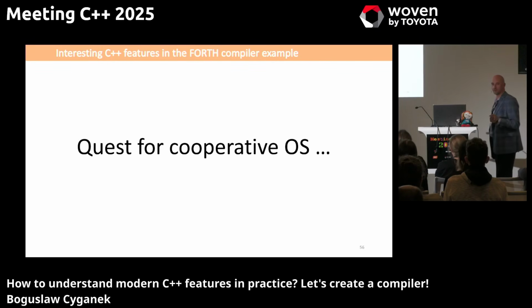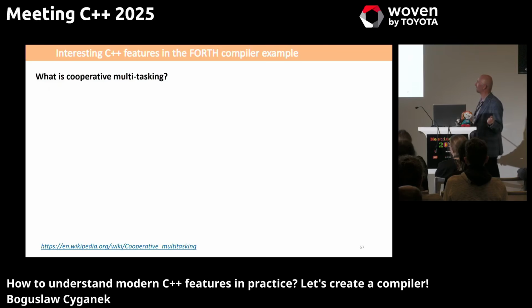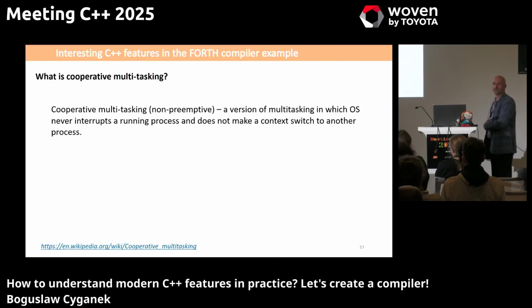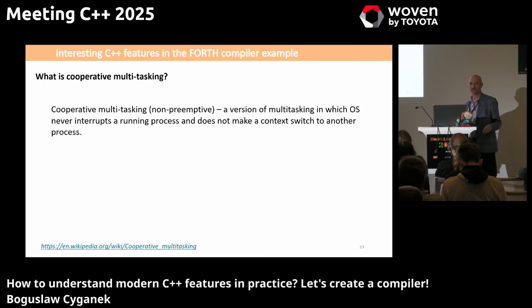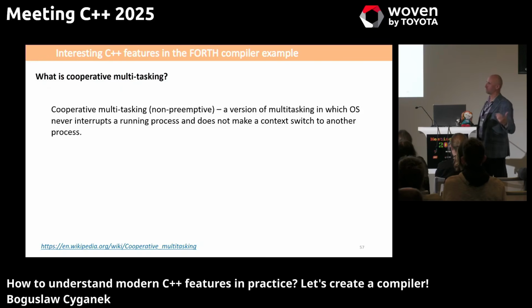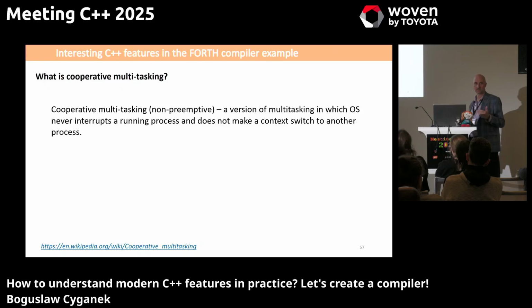Quest for a cooperative OS. What is a cooperative OS? Anyway, we have multitasking. Even on my mobile, we have plenty of threads, cores, etc. Why are we going back to the past? Okay, but sometimes it is useful. So what is cooperative? It's not preemptive. It is a version of multitasking in which the operating system never interrupts a running process and doesn't make a context switch to another process. This has implications.